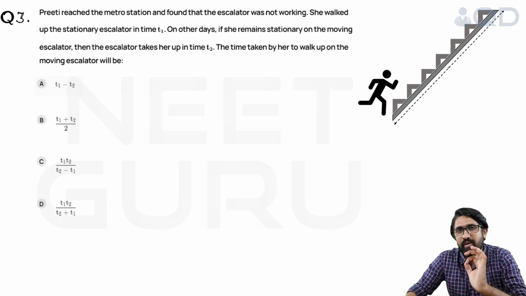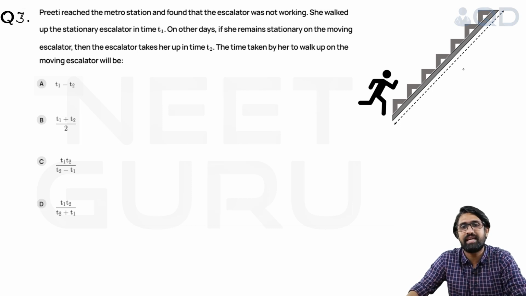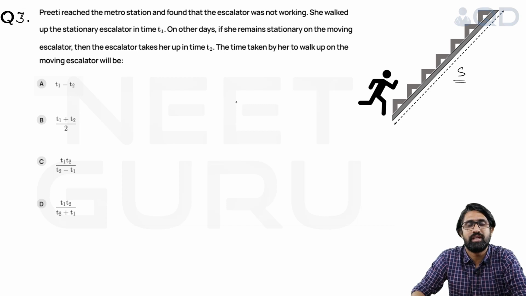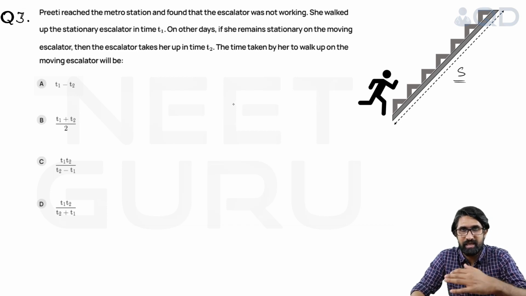So, the first thing to remember here is that, irrespective of the velocity with which Preeti is moving, the distance that she covers along the length of the escalator will exactly be the same, that is s. That is the first point to be noted. We'll now look at the problem case by case.